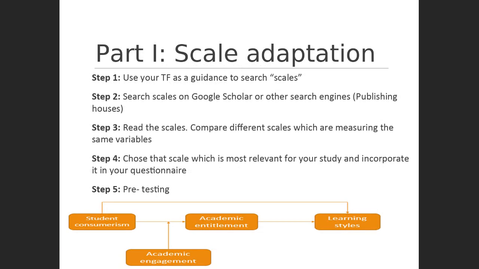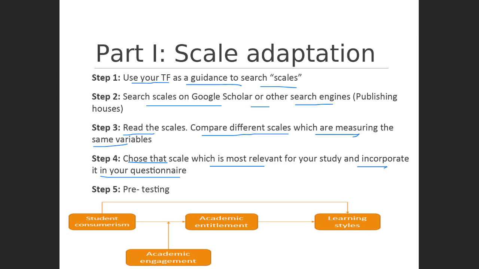Now, there are five steps to scale adaptation, which you need to know as a researcher. First of all, use your theoretical framework as a guidance to search for scales. Search scales on Google Scholar or other search engines, depending upon the journal of your choice. Read the scales, compare different scales which are measuring the same variables. Choose the scale which is most relevant for your study and incorporate it in your questionnaire.